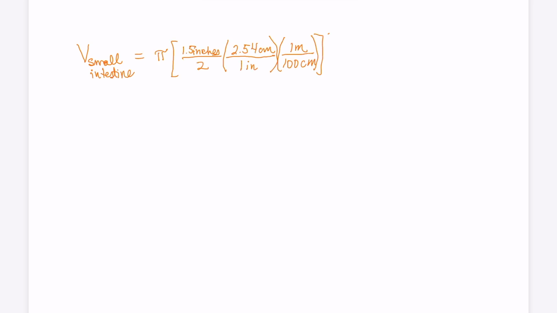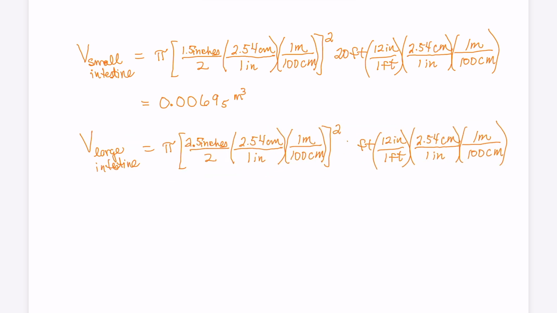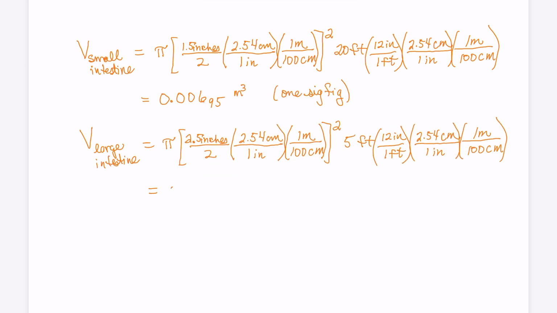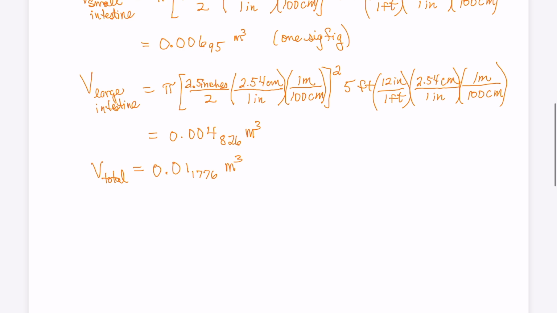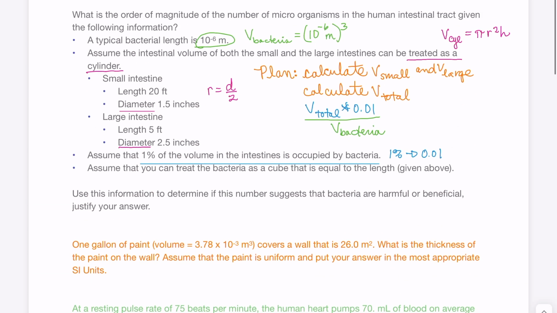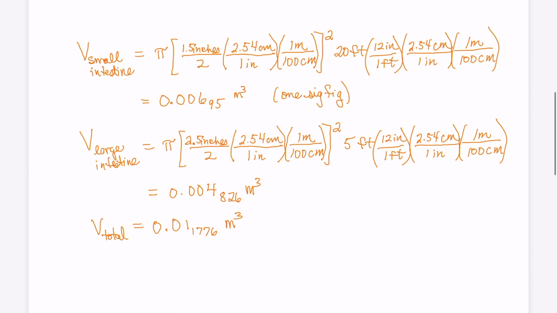Notice I make sure that I convert my diameter to radius and that I put the appropriate conversion factors in before I square the radius term. Okay, let's go back up there and see what we need to do next. We need to calculate the volume of bacteria that are in those intestines.